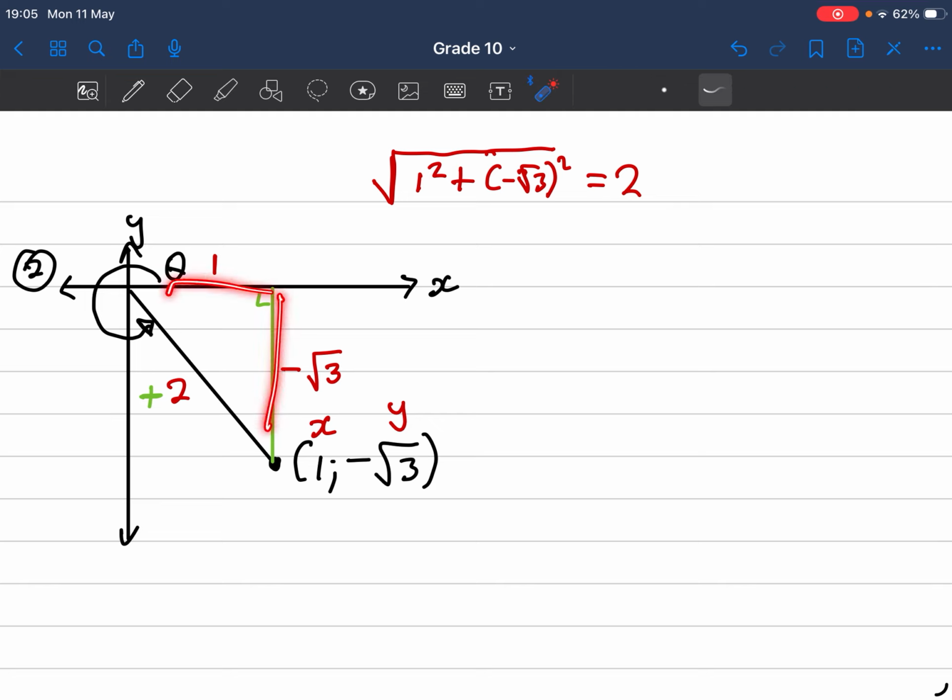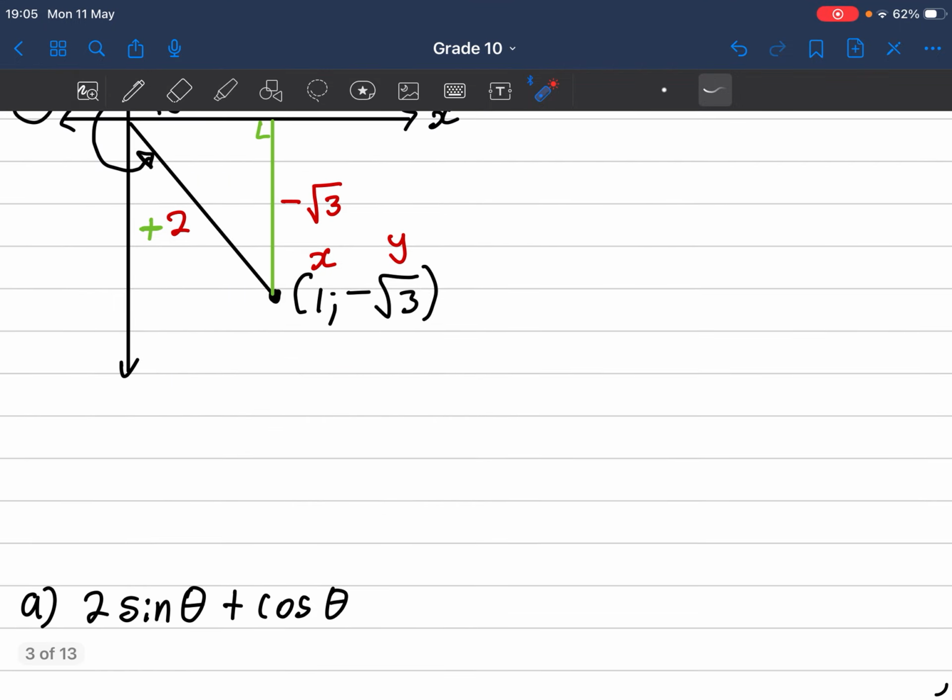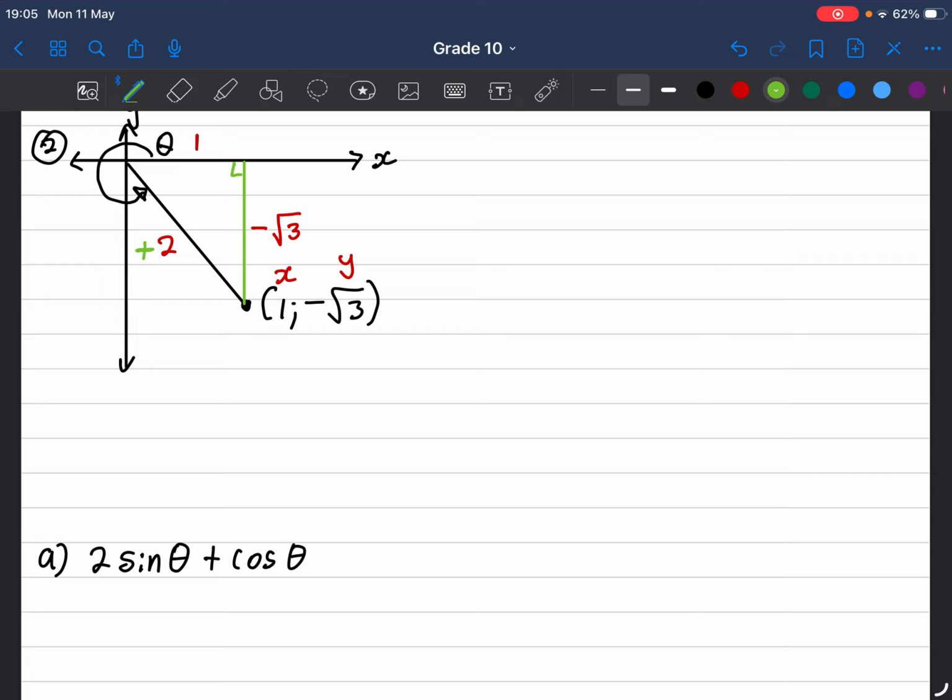These values x and y can be negative or positive depending on their position. So because this is in the fourth quadrant, it's on the positive x-axis, so the x value is positive, and it's on the negative y-axis, so the y value is negative. Now let's try answering our question.